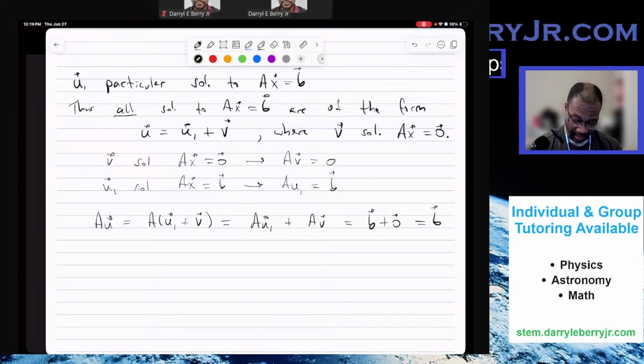Thus, because the solution V vector solves the homogeneous, U1 plus V solves the general as long as U1 solves the general. And that means that U equals U1 plus V solves the general, but not the homogeneous because it'll equal B. Easy enough. And it says page 59 is where that comes from. So let's go to page 59. The part I just read was 55.